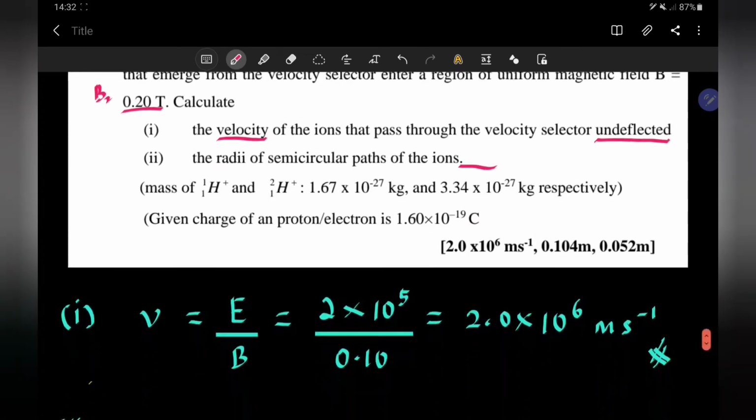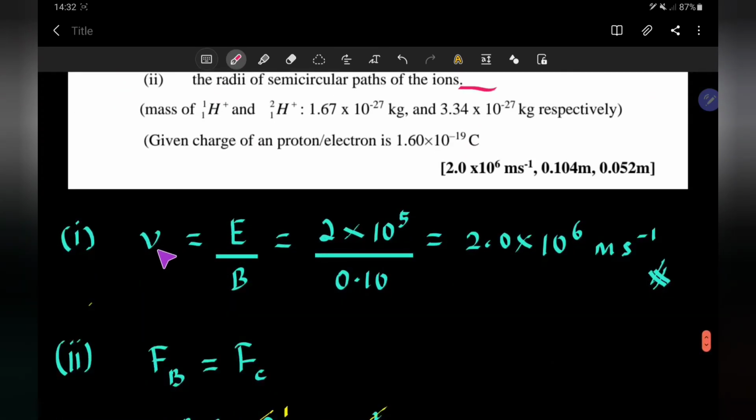How is it? First, in any velocity selector, we know that V equals E over B. E and B are given already. Substitute here, and you will get the answer.